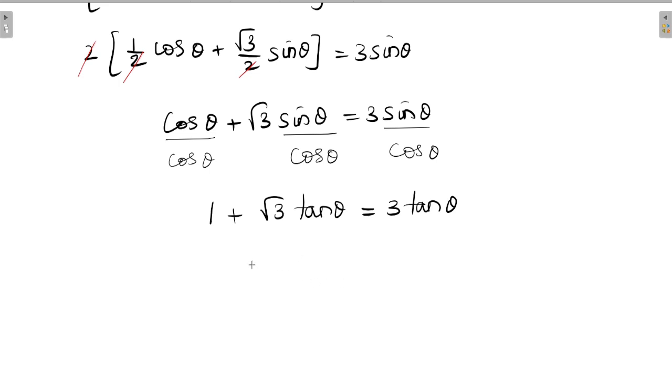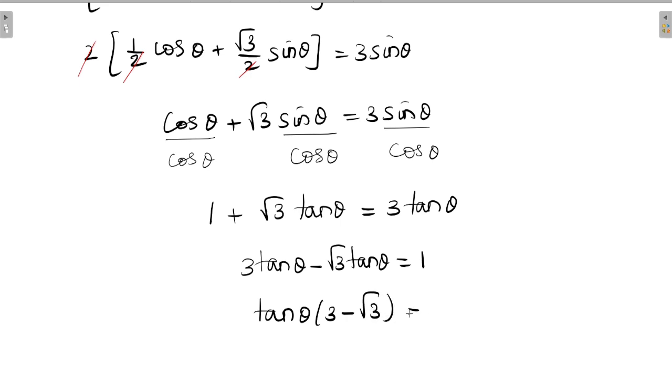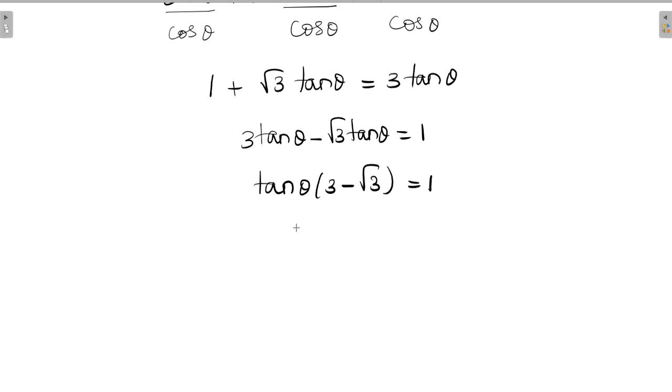Now 3 tan theta minus root 3 tan theta is equal to 1. Let's take tan theta as the common factor: tan theta times (3 minus root 3) is equal to 1. So tan theta is equal to 1 by 3 minus root 3.